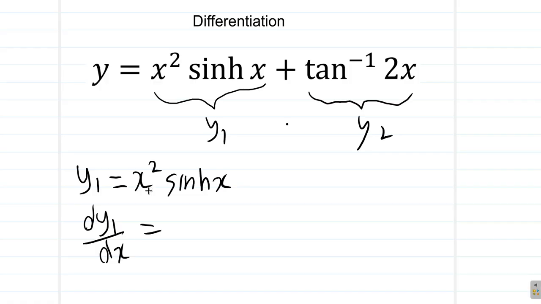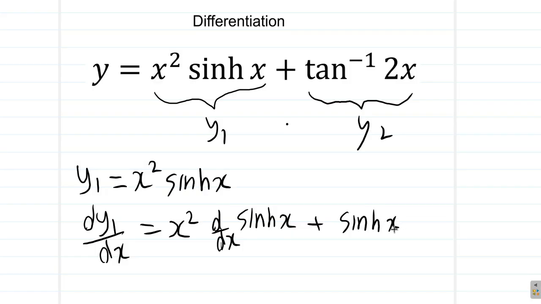remember, one of the functions that's in the product, you hold it as it is. We're going to hold x squared as it is, then find the derivative with respect to x of sine x, plus you hold the second one as it is, we hold sine x as it is, times the derivative with respect to x of x squared. Alright? So that's the product rule.